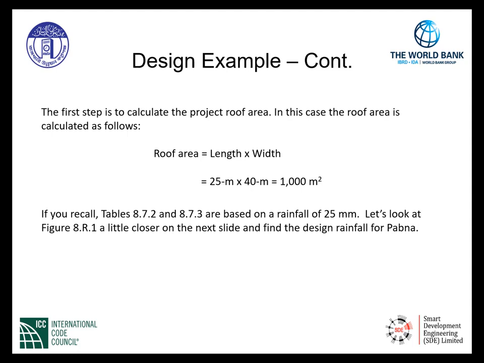The first step is to calculate the project roof area. In this case, the roof area is calculated as follows. The roof area equals length times width. We have 25 meters times 40 meters, which equates to 1,000 square meters. If you recall, tables 8.7.2 and 8.7.3 are based on a rainfall of 25 millimeters. Let's look at figure 8.R.1 a little closer on the next slide and find the design rainfall for Pabna.